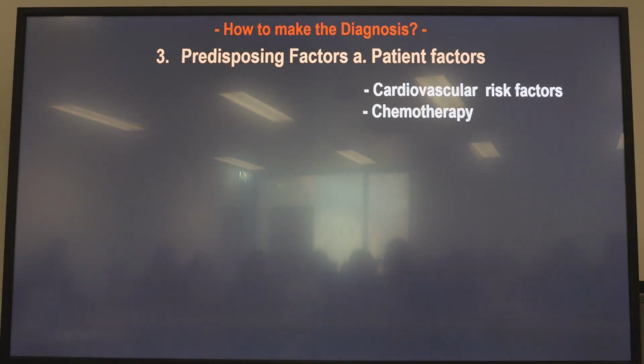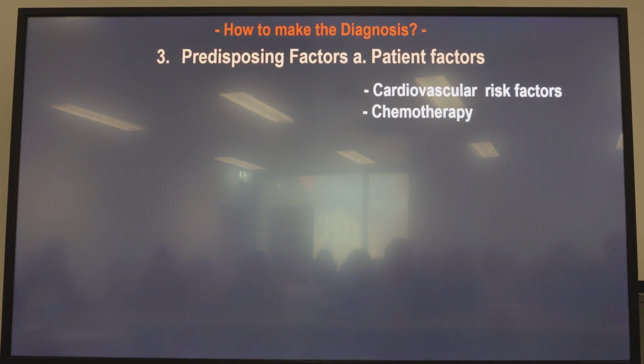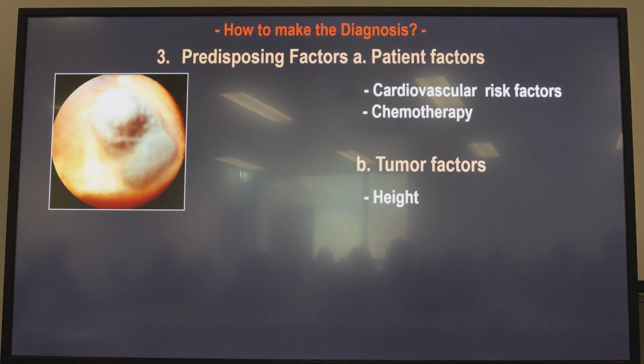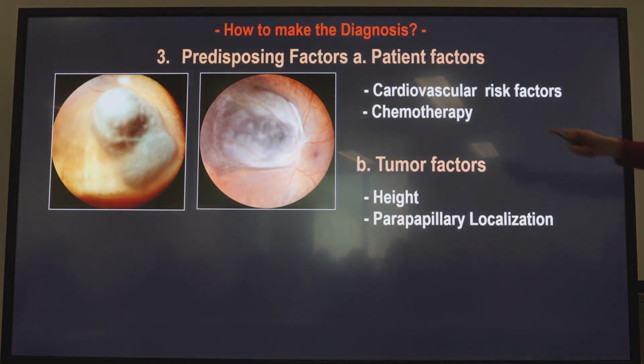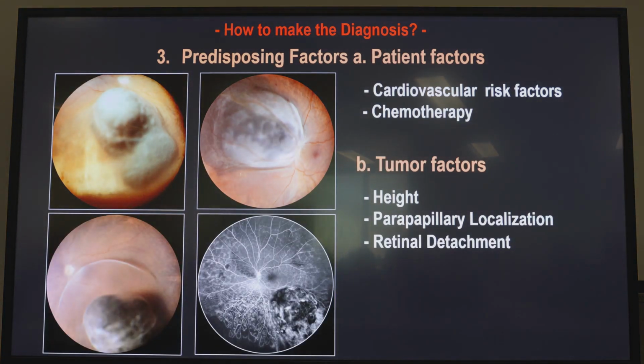Then there are the patient factors. So all the cardiovascular risk factors, smoking, obesity, diabetes, whatever damages the vascular endothelium, make the vessels more at risk of micro-occlusions. Also, be aware of patients under chemotherapy. And then there are the tumor factors. There is the tumor height, the higher the bigger the risk. There is the parapapillary location, and then there are retinal detachments. Those eyes are at a higher risk of developing actinic retinopathy and neovascular glaucoma.